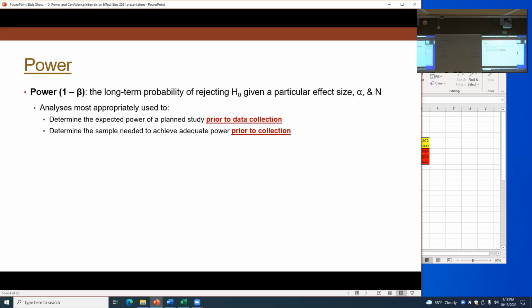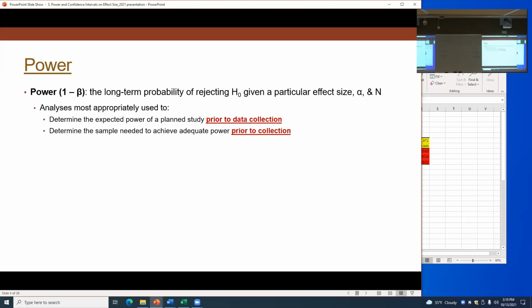These power analyses need to be, if we're doing this right, trying to determine the expected power of a study before we collect data. Before I even go out there, how many people do I need to power this study in order to have a reasonable chance of detecting this effect that I think should be out there? Okay.